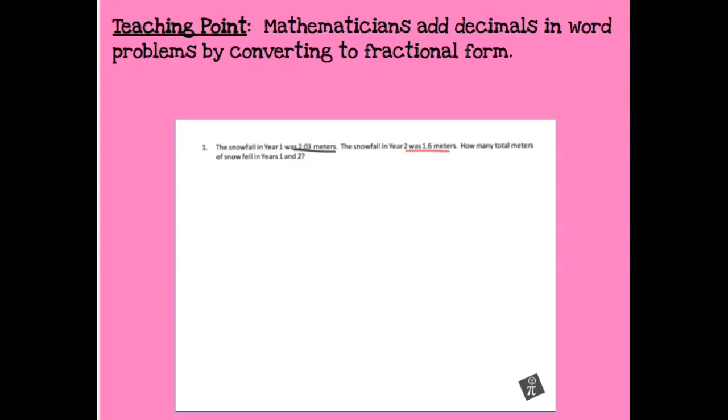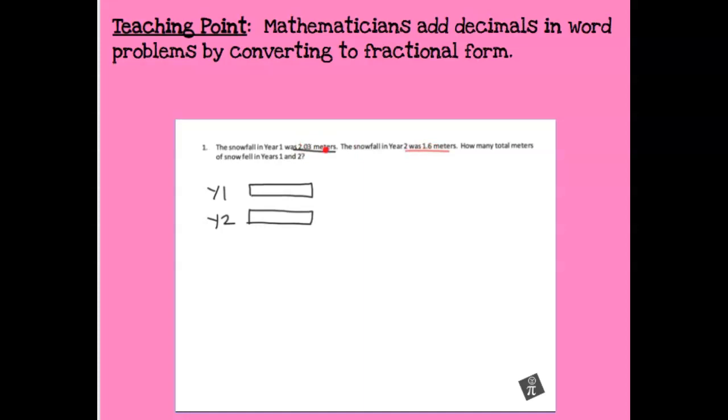So what I might do is I might do this as a separate two-bar model. And the idea is I'm going to say, well, I can see right off the bat that this one is larger than this one. So I could, if I wanted to, well, no, I'm going to stick with my rule. Whenever I have two subjects, I always start with two tape diagrams that are the exact same length. Now I'm going to go back and I'm going to read the question. And it says the snowfall in year one was 2.03. The snowfall in year two was 1.6.